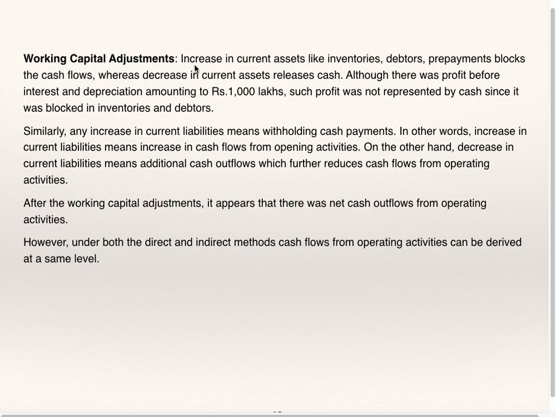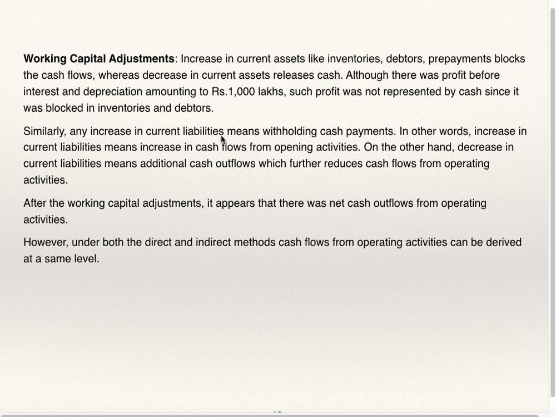Working capital adjustments: an increase in current assets like inventories, debtors, prepayments blocks the cash flow, whereas a decrease in current assets releases cash. Although there was profit before interest and depreciation amounting to rupees 1000 lakhs, such profit was not represented by cash since it was blocked in inventories and debtors.